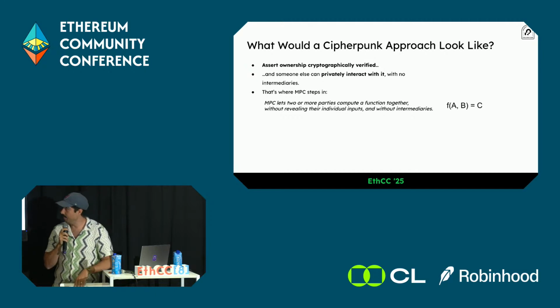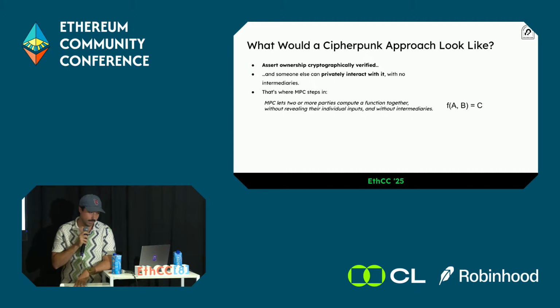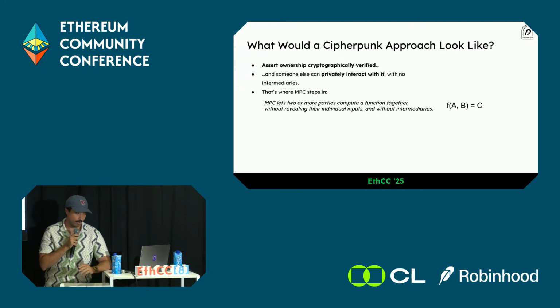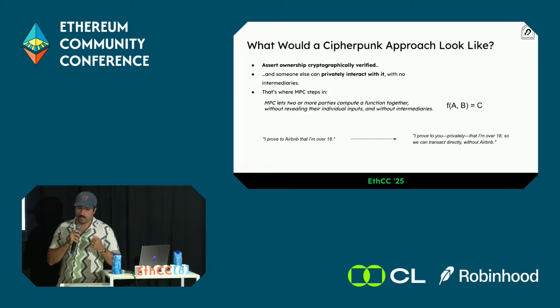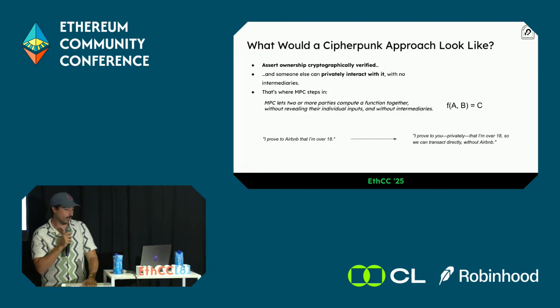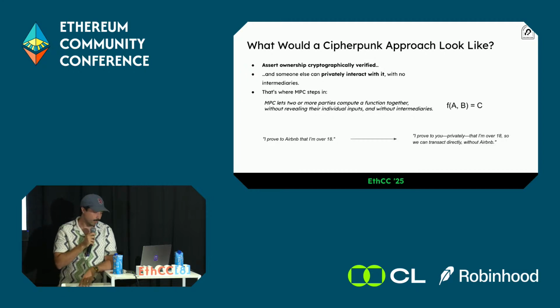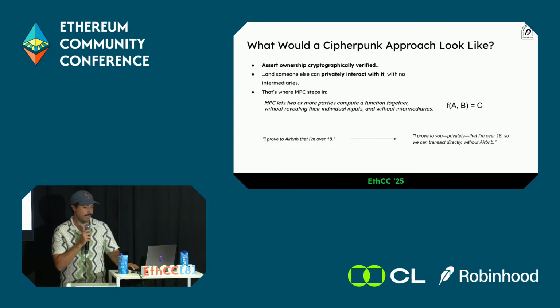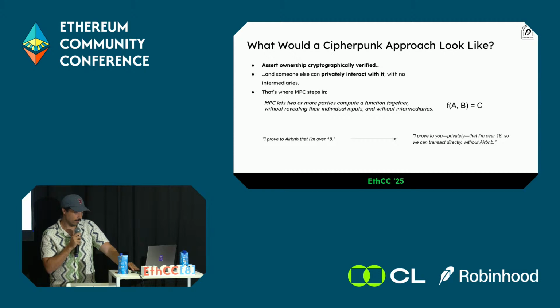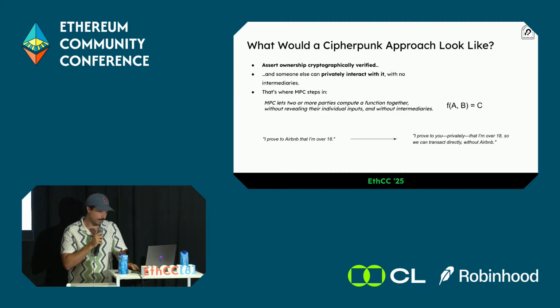Basically, MPC enables you to evaluate f(A, B), where A is the input of Alice and B is the input of Bob. Bob never learns A, Alice never learns B, but they can learn C, the output of their computation. The intuition is that instead of proving a statement and throwing it to an already established mechanism, like Airbnb for example, we should use these artifacts to think about systems where we can bypass intermediaries and organize ourselves to create meaningful exchanges and economic exchange.